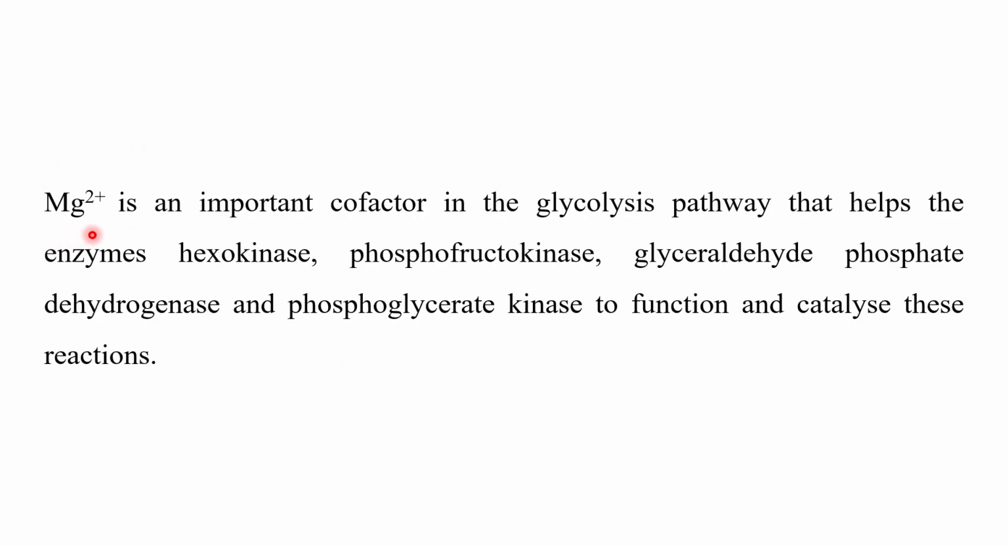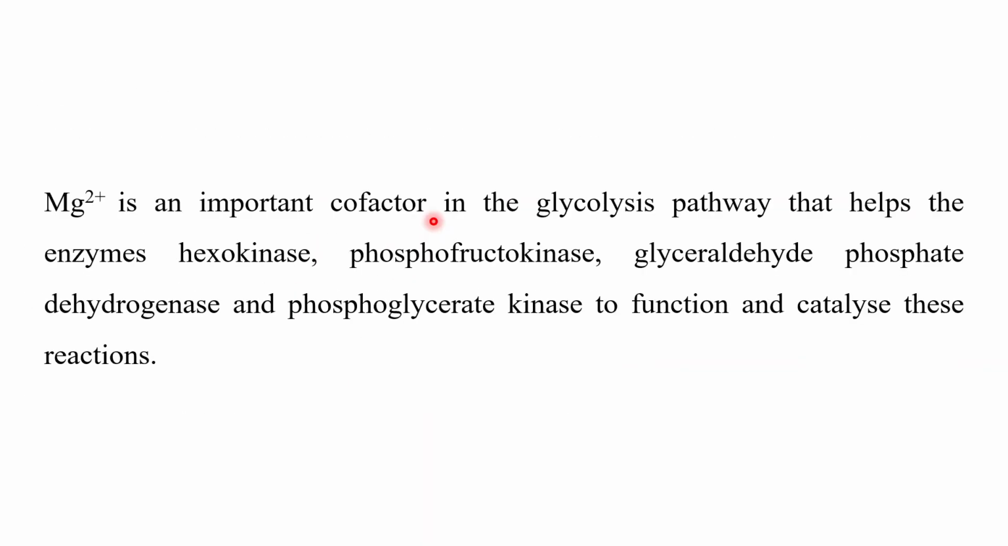An enzyme is a protein molecule, so it can bind to the substrate. It has a catalytic pocket, and a substrate can bind to that enzyme and the reaction can get catalyzed. But certain enzymes require some extra help from metal ions or other forms of ions. In this case these enzymes require help from the metal ion Mg2 plus for catalyzing the reactions.